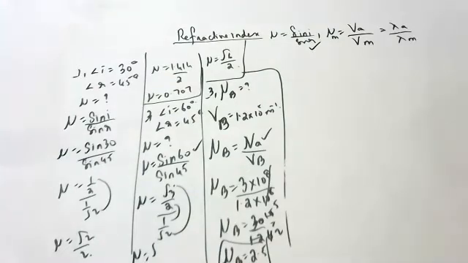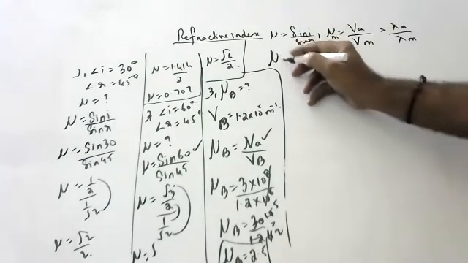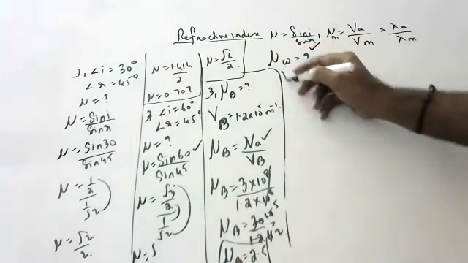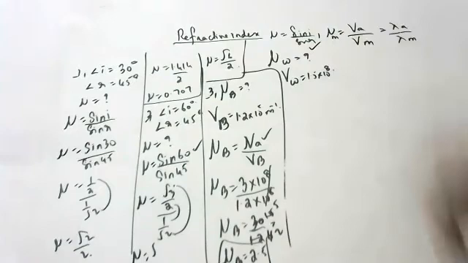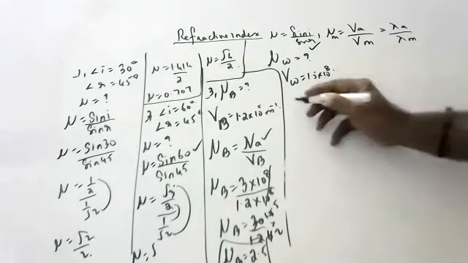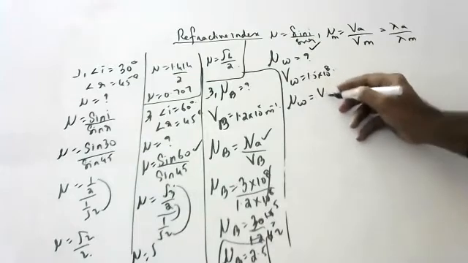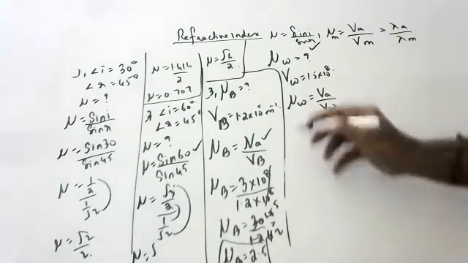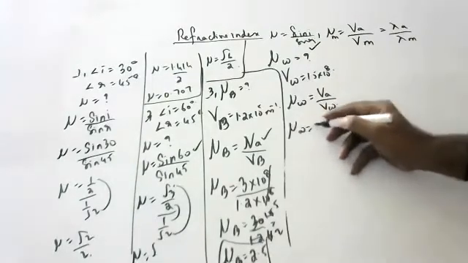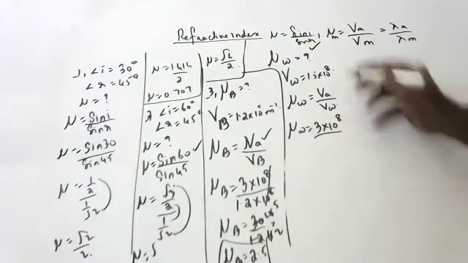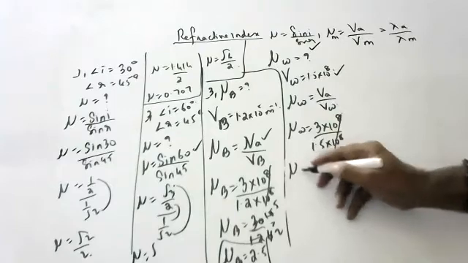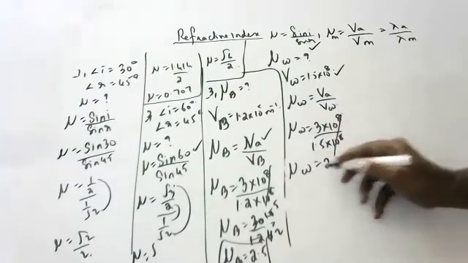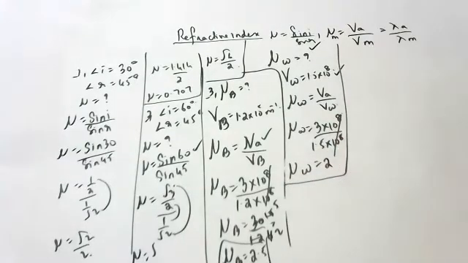One more example I will give you. What is the refractive index of water if the velocity of light in water is 1.5 into 10 to the power of 8? Same question. Refractive index of water is velocity of light in air by velocity of light in water. So the refractive index of water is 3 into 10 to the power of 8 by 1.5 into 10 to the power of 8. This cancels. Refractive index of water is 3 by 1.5, which is 2. So the refractive index of water is 2.